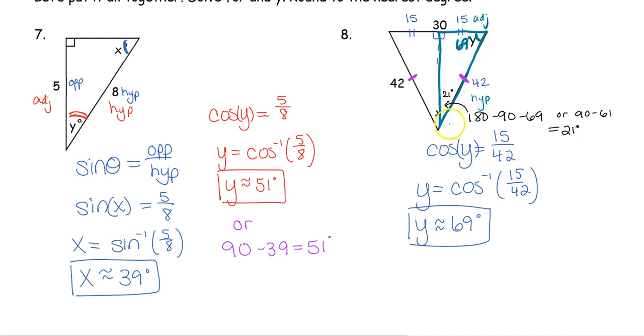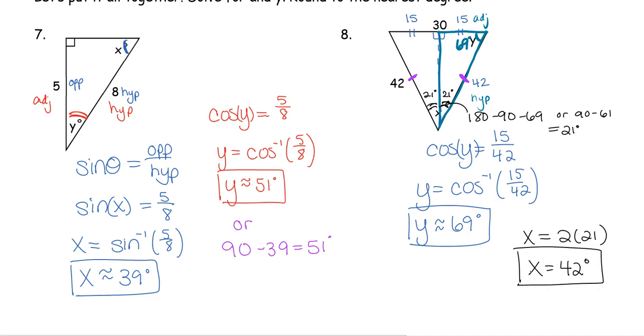Now, because it's isosceles, that altitude is splitting this angle into two equal angles. So that's 21. This is 21 as well. Or you could have done the whole process over again on the left-hand side. So our angle x is two angles of 21, giving us 42 degrees.